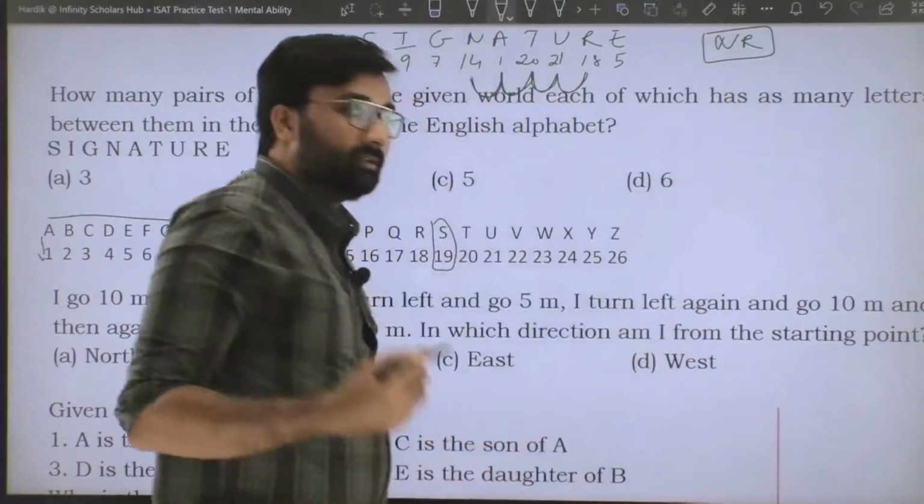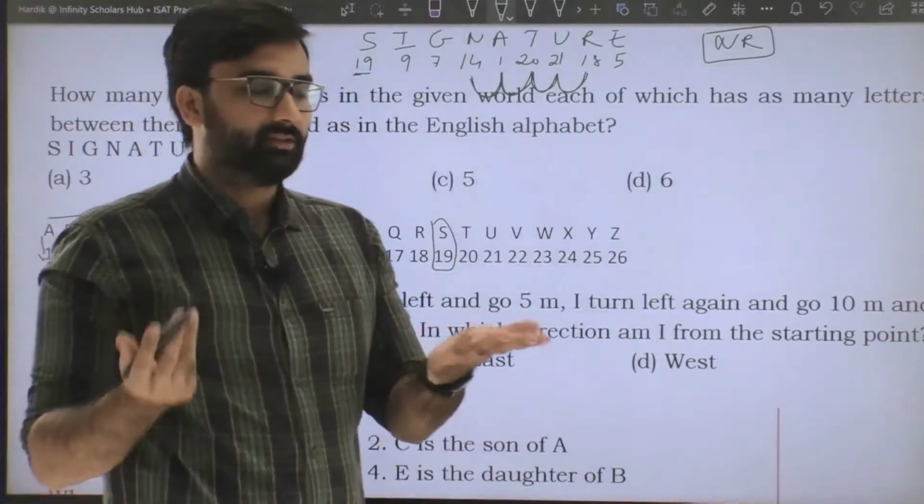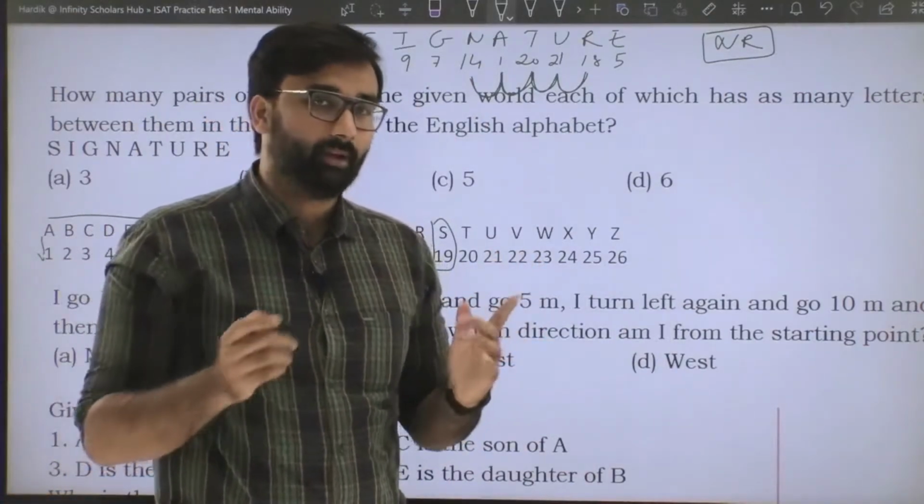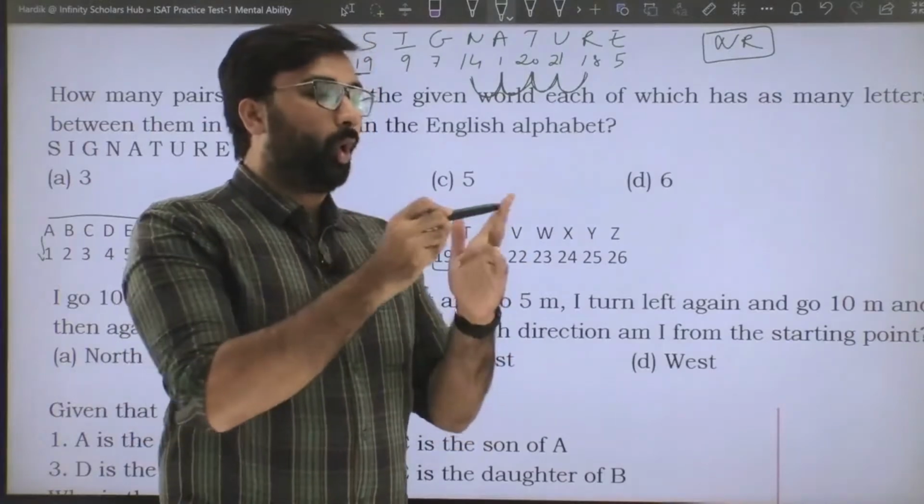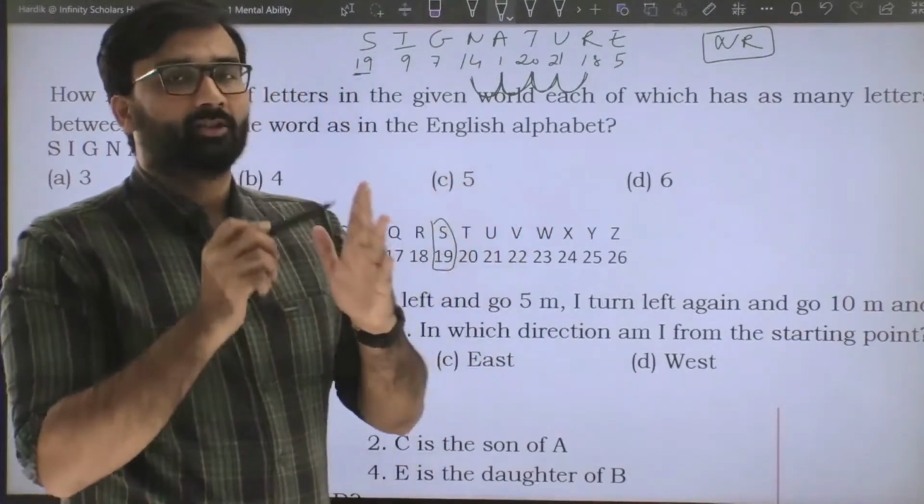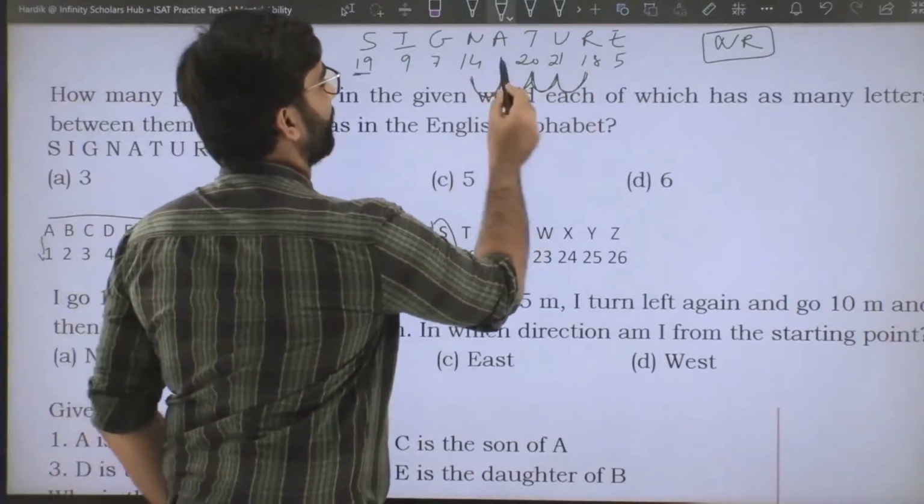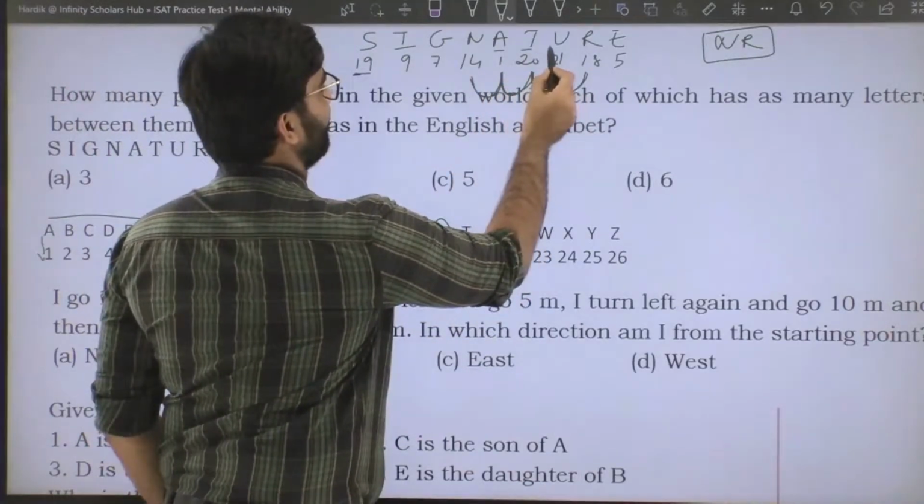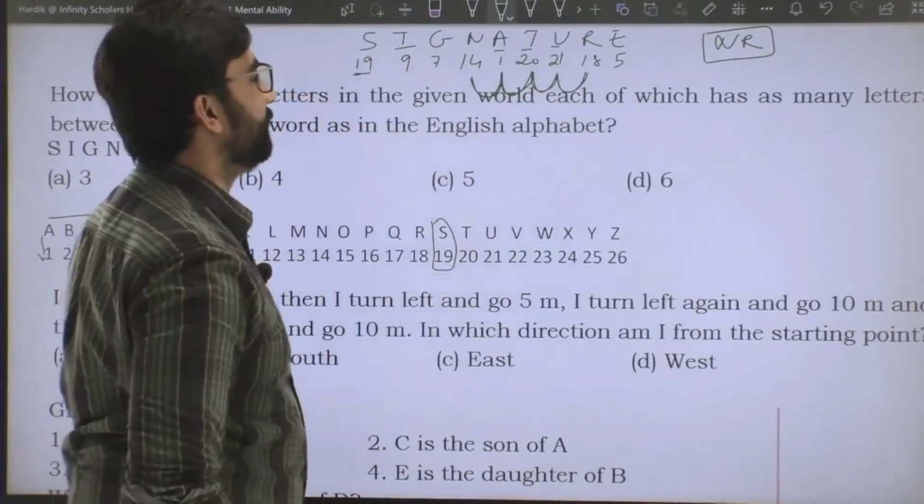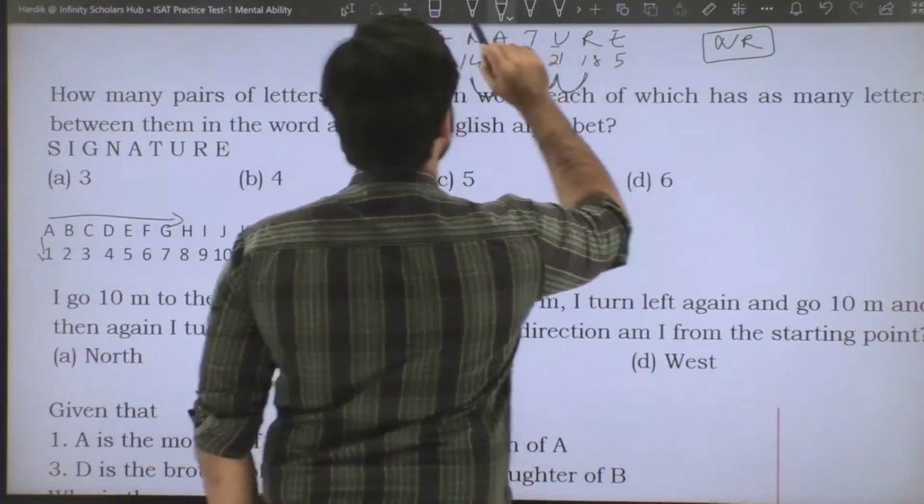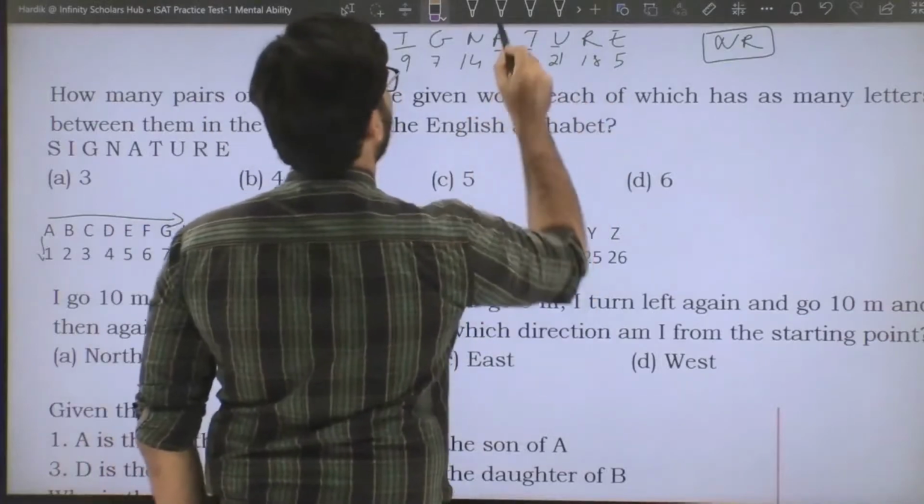Okay, and if you check the alphabets, see A, B, C, D, F, G, H, I, J, K, L, M, N, O, P, Q, and then you have R. So there are 3 alphabets in between, and in this word also there are 3 alphabets between N and R. So that is why this will be one pair. Okay, now so finally we have got one pair.